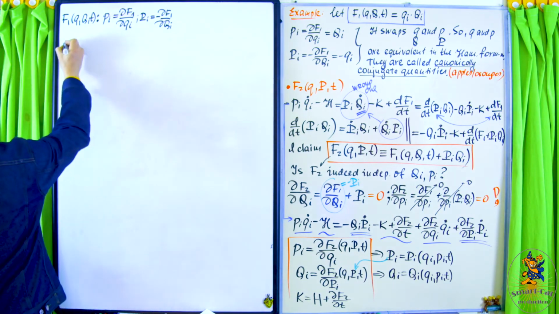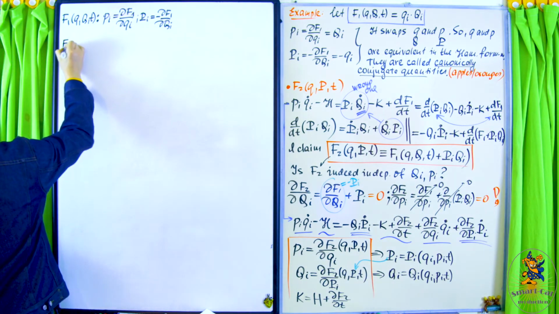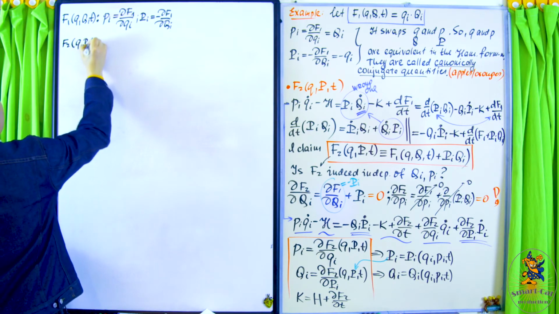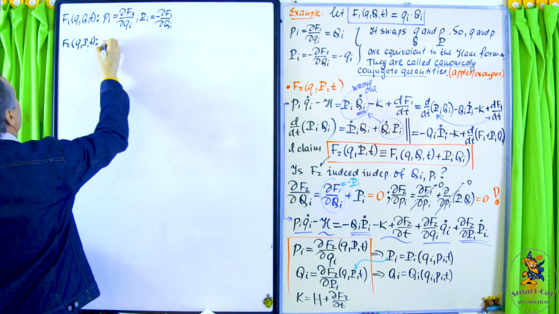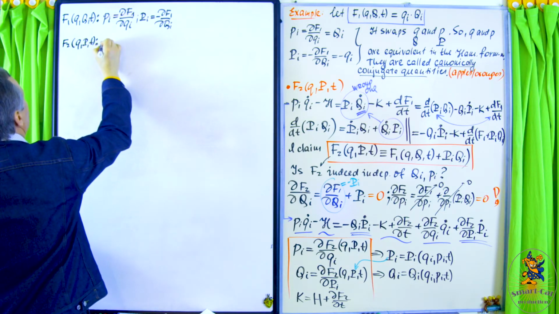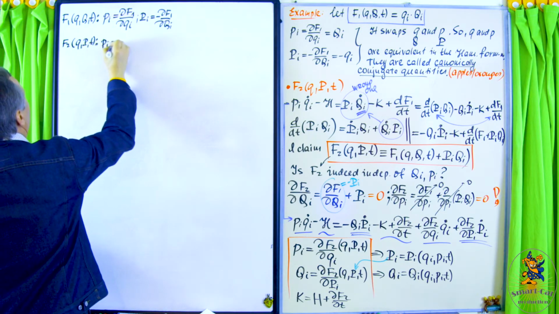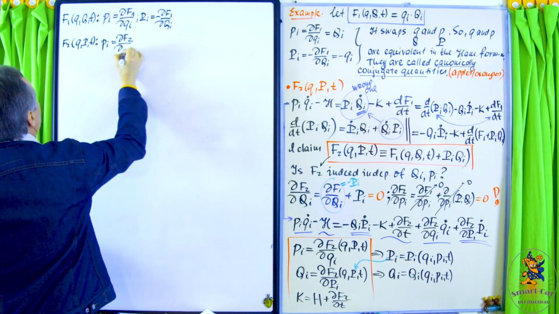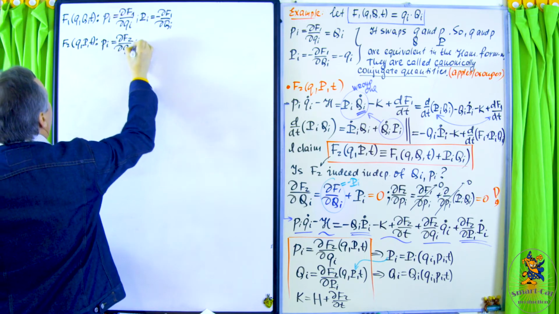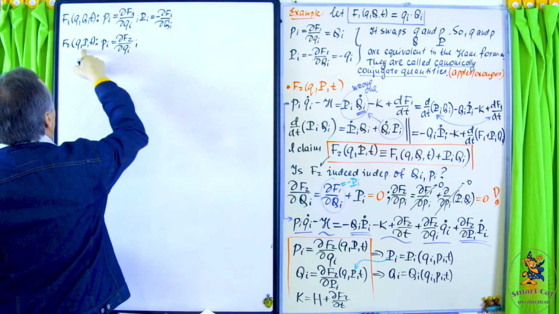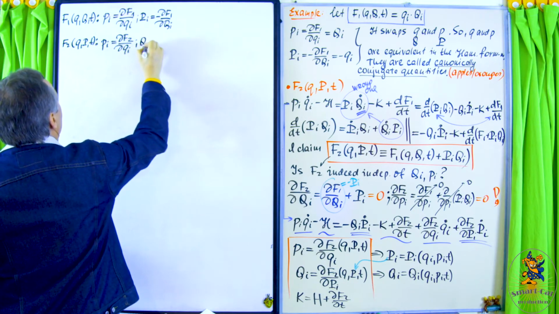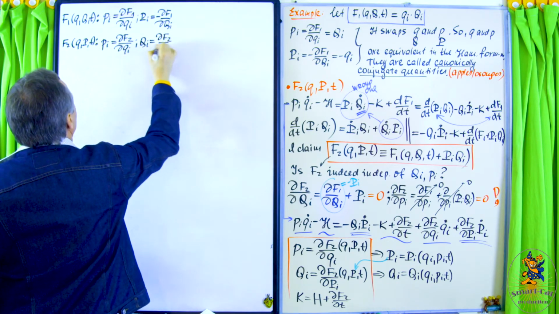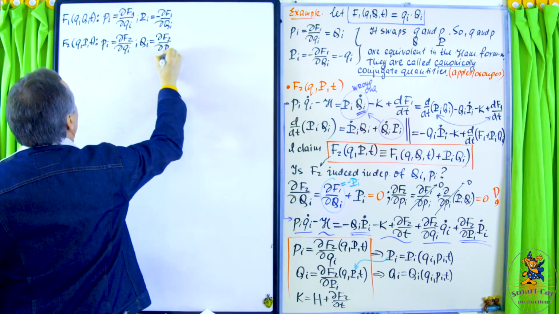So now function f2. f2, which is the function of q small, p capital, and time, and now transformation equations. So it will be first pi equals partial derivative of f2 with respect to qi. And then now it should be q capital equals partial derivative of f2 with respect to Pi.